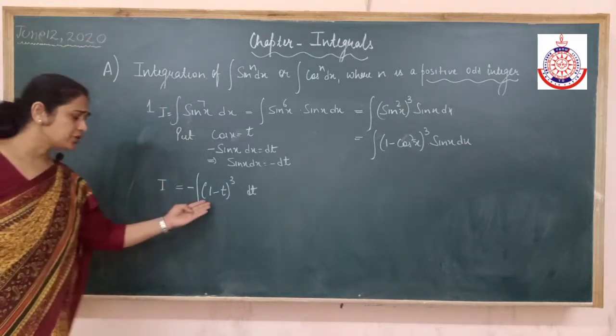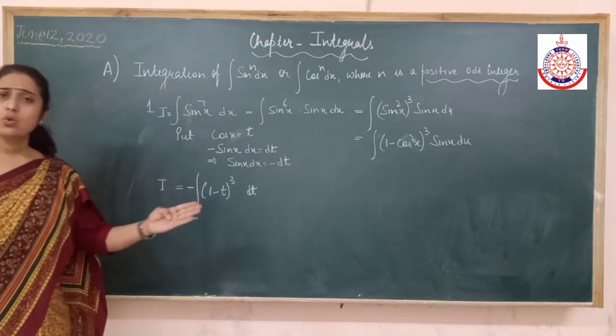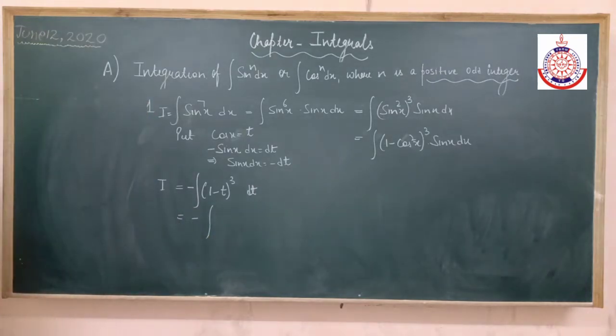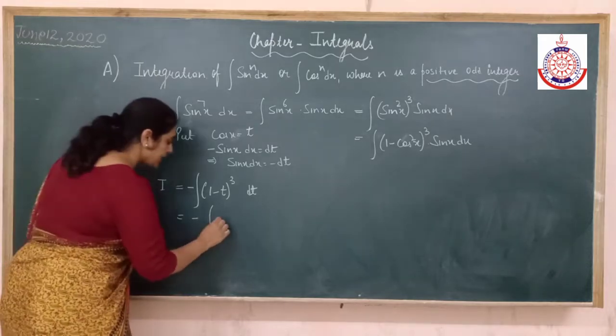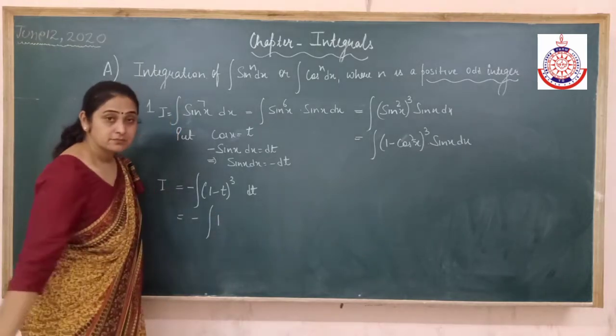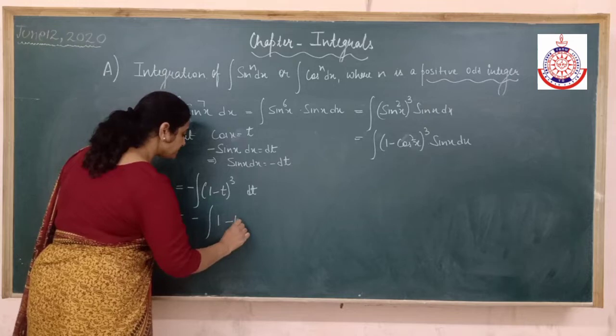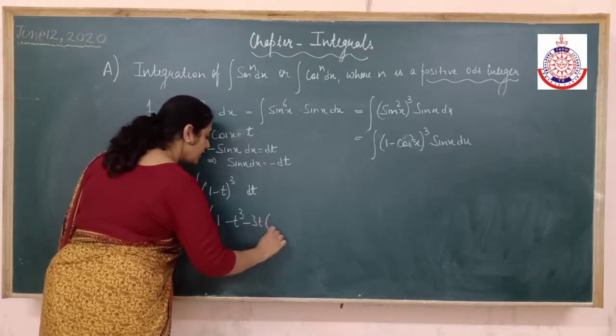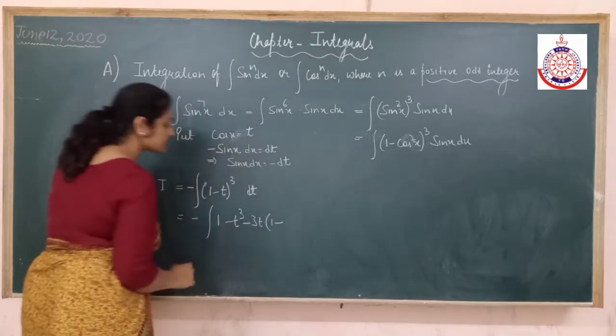Do we know the formula of (a minus b) whole cube? What is the formula of (a minus b) whole cube? a cube minus b cube minus 3a square b plus 3ab square. If you don't remember, a cube minus b cube minus 3ab into (a minus b). Remember?